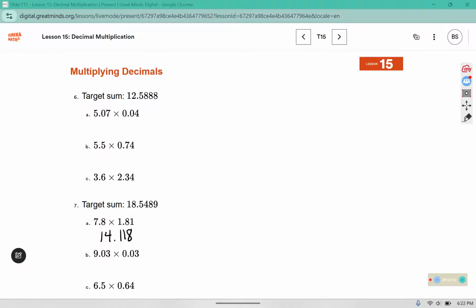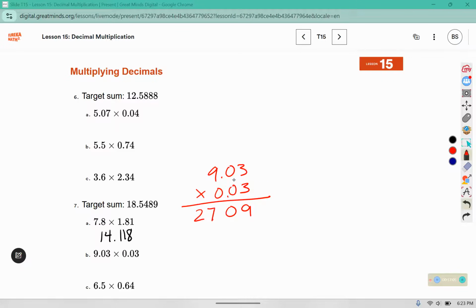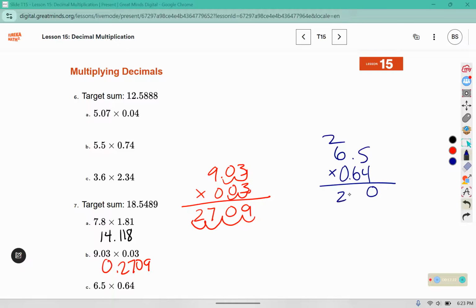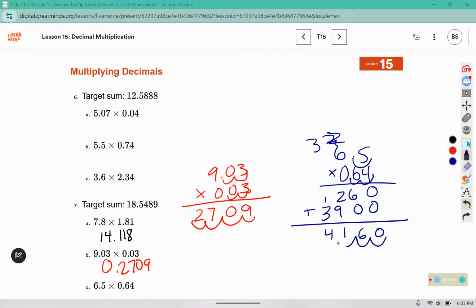Oops. Now let's multiply for B. And C. Now we will add to check.